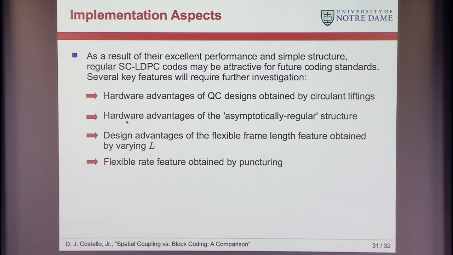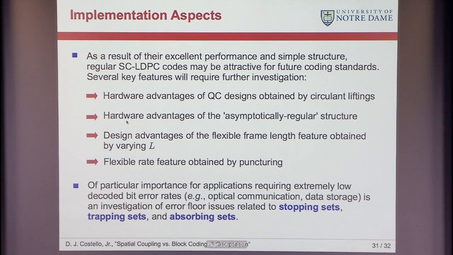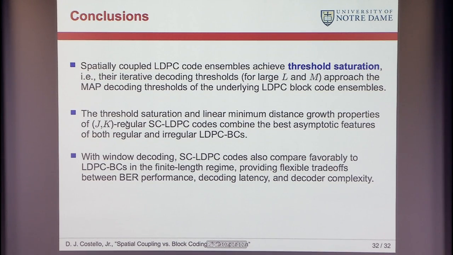So hardware advantages, would there be advantages with quasi-cyclic designs? We have this asymptotically regular structure. We have a flexible frame length feature by varying L and flexible rate feature by puncturing. And of course, there's ongoing work in looking at stopping sets, trapping sets, and absorbing sets with regard to error floor questions. So the spatially coupled ensembles achieve threshold saturation.